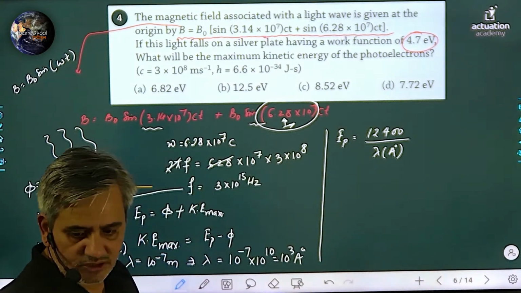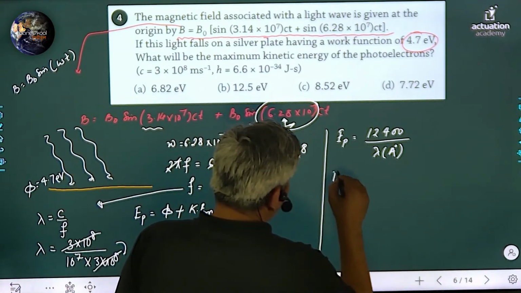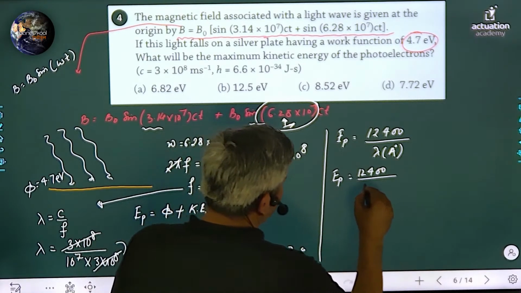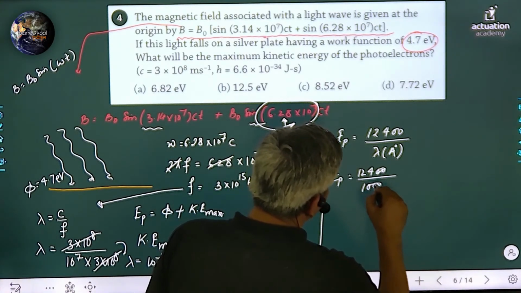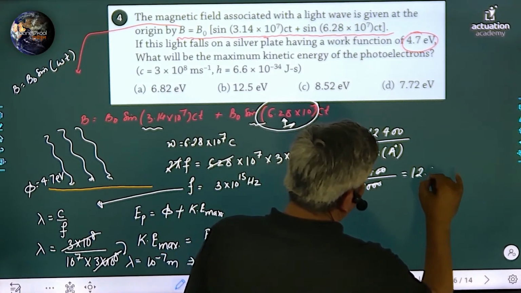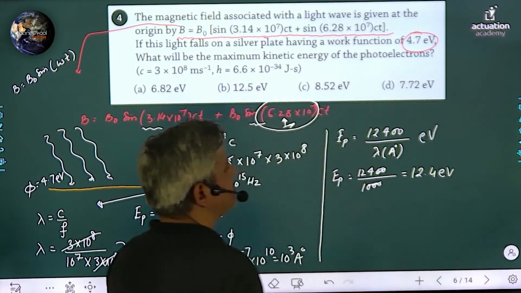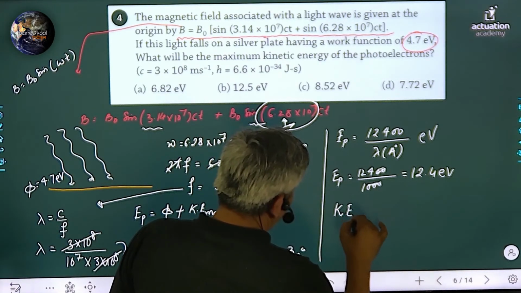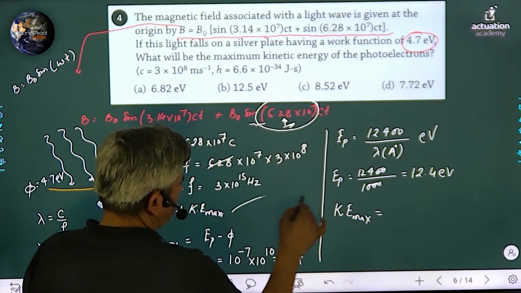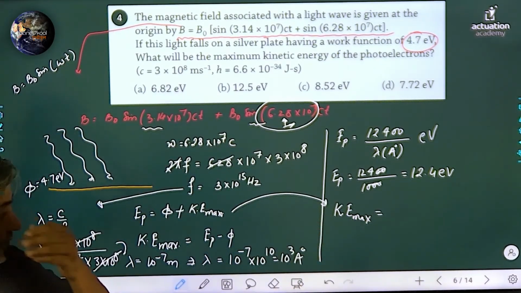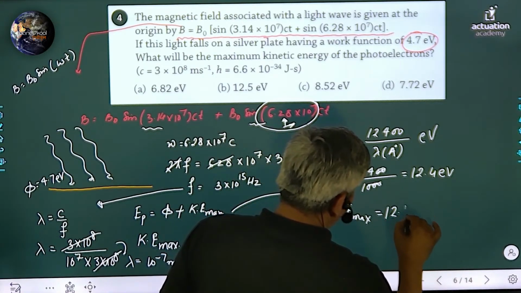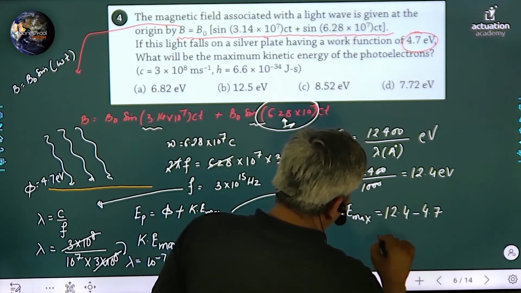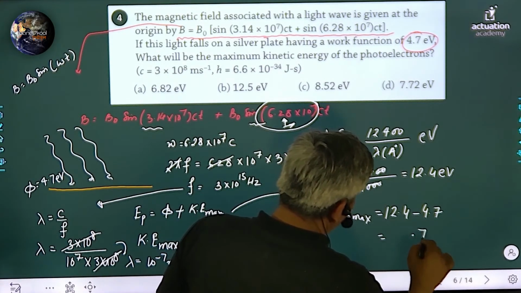Now with this 10 raised to power 3 angstrom, EP can be written as 12,400 over 10 raised to power 3, which is 1000. So that is 12.4 electron volt, because this energy is in electron volt. Now we need to find the kinetic energy max. Using this equation, it is the energy of the photon, which is 12.4, minus the work function, which is 4.7.